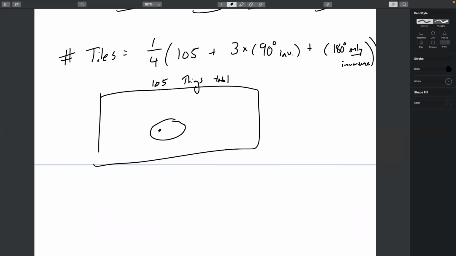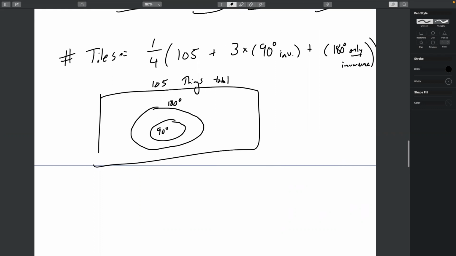Some of them have 90 degree invariance. You rotate them 90 and they stay the same. Anything that has 90 degree also has 180. So the 90 degrees are a subset of the 180 degrees, right?